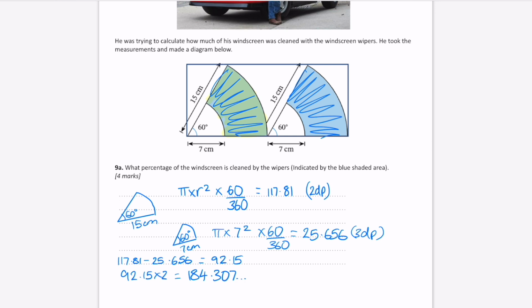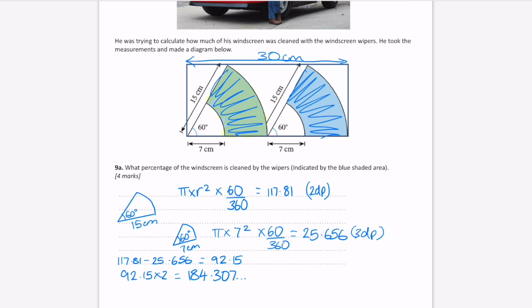To work out the percentage that is wiped, I now need to work out the area of the whole windscreen. If the radius is 15, then this measurement here is also 15, and this measurement here is also 15. So I know that the length of my windscreen is 30 centimeters. But I now need to work out the height of my windscreen.